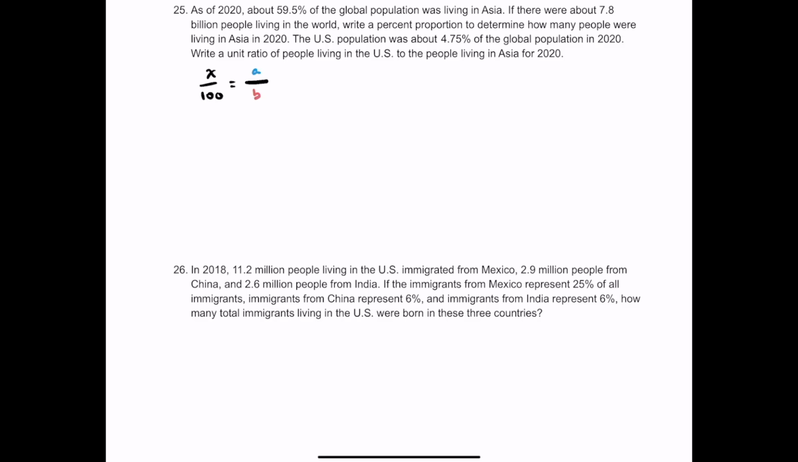So 59.5%. Okay, let's go ahead and say that's 59.5. That's our x value over 100 is equal to, there are 7.8 billion people in the world. Okay, so to make everything a little bit easier, how can we write this? Well, maybe I'll just keep it as 7.8. Let's just keep in mind that this is not really 7.8. This is 7.8 billion, okay? So what does 7.8 billion mean?